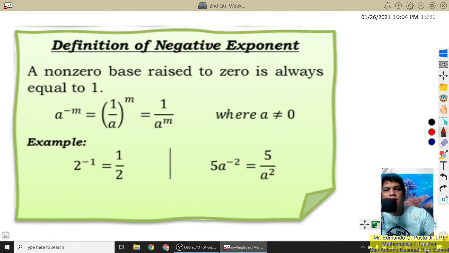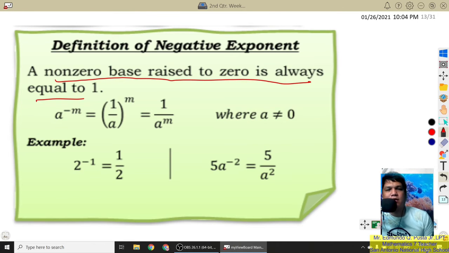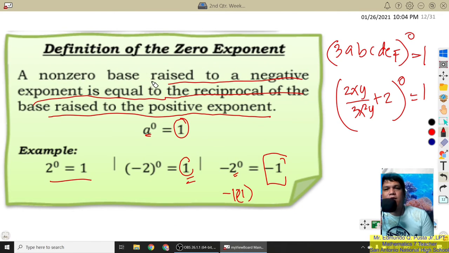Okay? The last one, we have the definition of negative exponent. So, from the definition of negative exponent, we have a raised to negative m, which is equal to 1 over a. Okay. I think yung definition na nasa book ay nasa module ay nagkapalit. Ito yung definition nito. Ito yung sa kabila eh. Ayan, as definition yan.